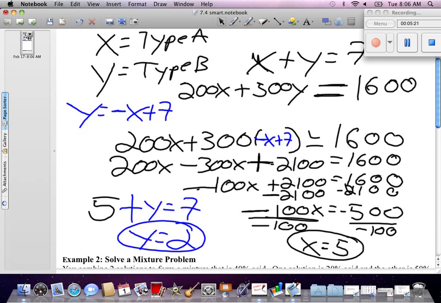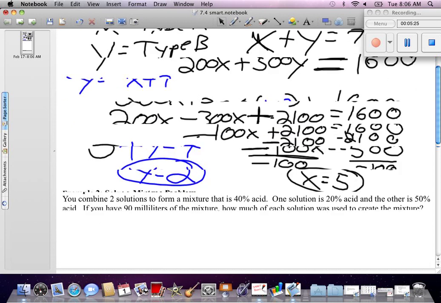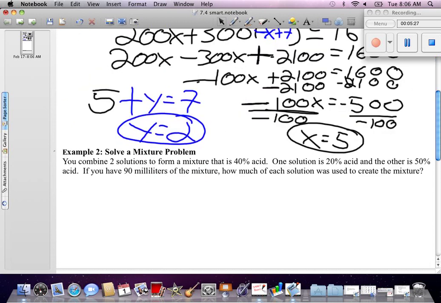Okay. Let's look at example 2. You're combining two solutions to form a mixture that is 40% acid. One solution is 20% acid, the other solution is 50% acid. If you mix 90 milliliters of the mixture, how much of each solution was used to create the mixture?